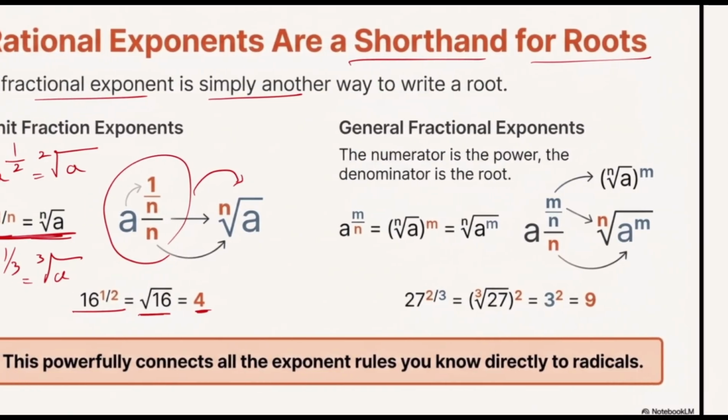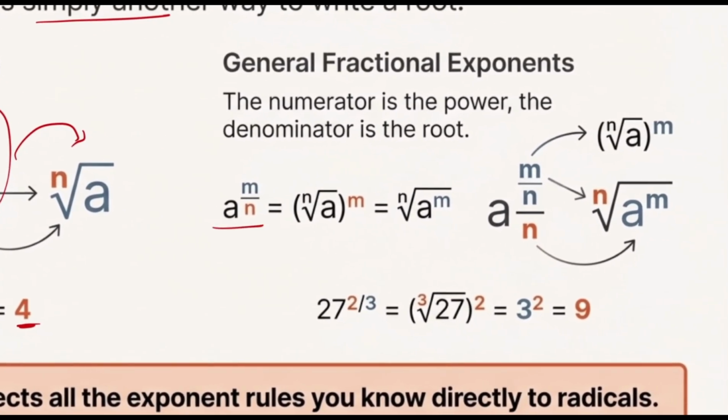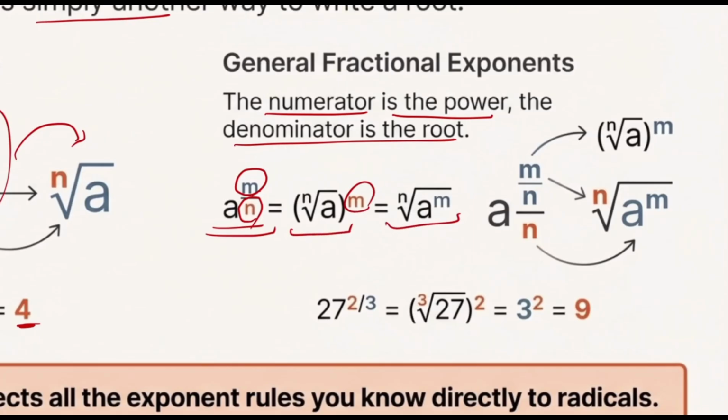What would happen if we do have 2 of them at the same time? It's going to be m over n. So this is going to be general fractional exponent. It means that the numerator is the power, then denominator is the root. My m is going to be the power and n is going to be root. I can write a to the power m divided by n as root n of a to the power of m.